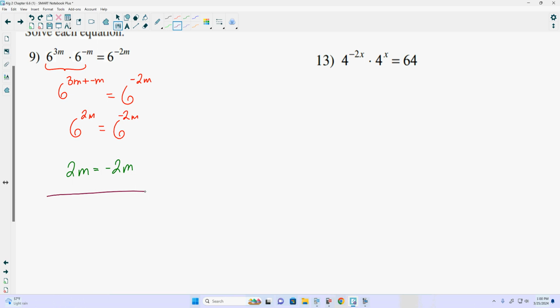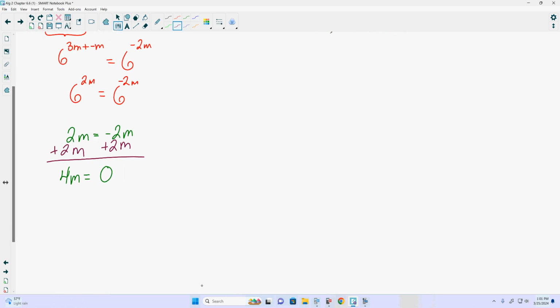So we can add 2m first. Now we could divide by 2, which would just tell me m is equal to negative m, but we want them on the same side. Our 2m plus 2m is 4m. Negative 2m plus 2m is 0. Oh, so this is like simple algebra. If there's a single number without a variable, we get it on one side, we get the variables on the other, then we have to divide. Then we would divide, yes.